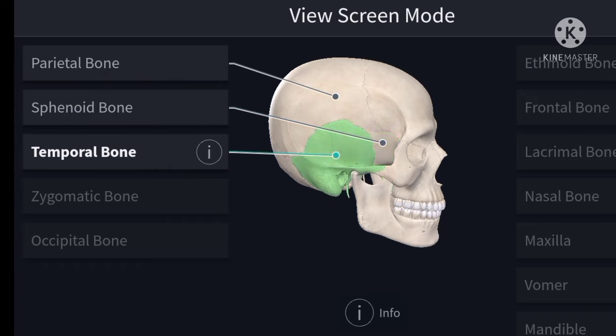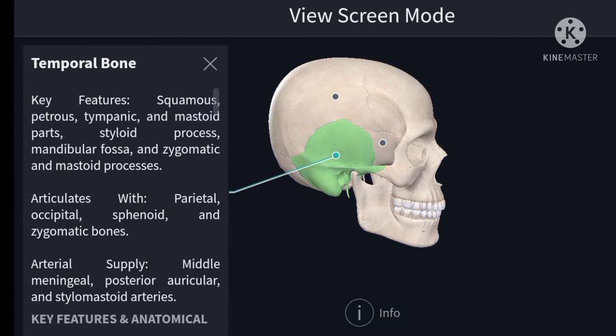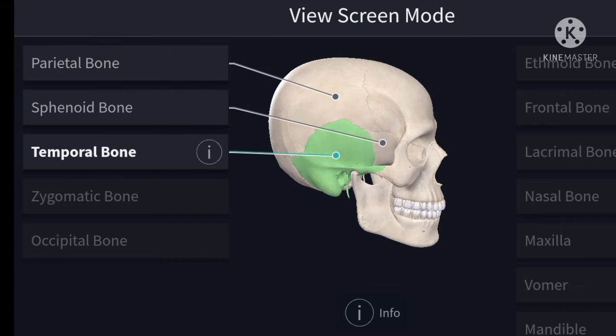Now we will talk about the temporal bone. As you can see here, this is a temporal bone and it is also a type of irregular bone and it is located in neurocranium and it articulates with parietal bone, occipital bone, sphenoid bone and zygomatic bone, and it is supplied by middle meningeal artery, posterior auricular and stylomastoid artery.